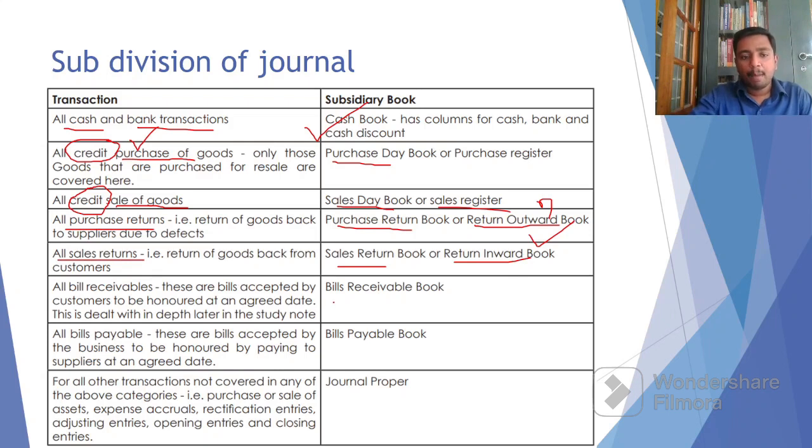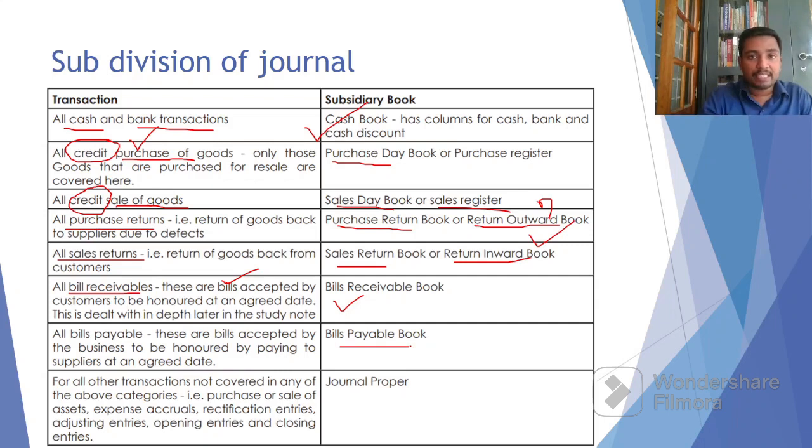Then the next one is bills receivable, which means a sale transaction may result in the creation of bills receivable, and if the bills are accepted and the goods are sold, then that will be recorded in the bills receivable book. And the next one is the bills payable book, which means we accepted the bill when we took the goods from the suppliers.